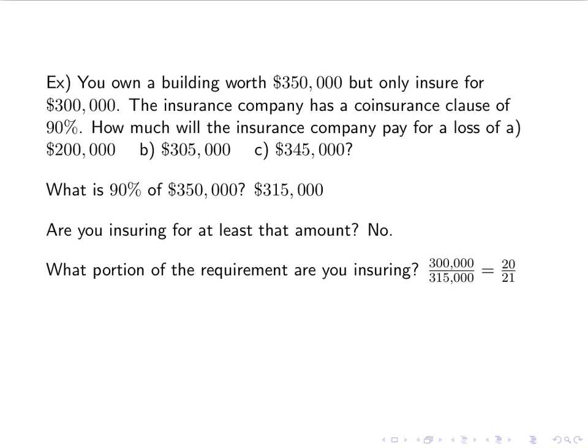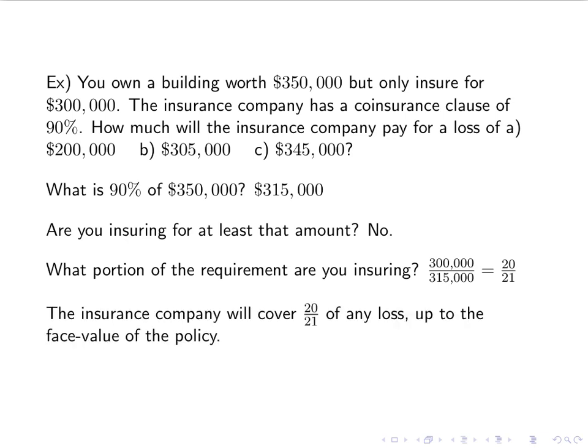I know it's very tempting. People put it in their calculator, they get a decimal, and they want to just keep the first two decimal places. You cannot round, you need the whole fraction. It is very, very important that you use the entire fraction. What this number is saying is that the insurance company will cover 20 out of 21 of any loss up to the face value of the policy. So instead of asking which one's smaller, the face value or the loss, it becomes which one's smaller, the face value or 20/21 of any loss.